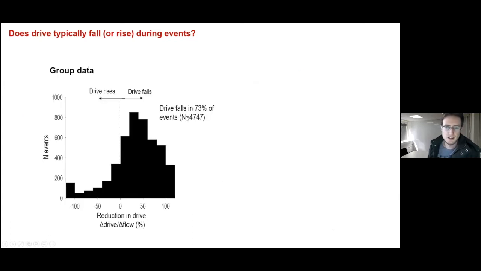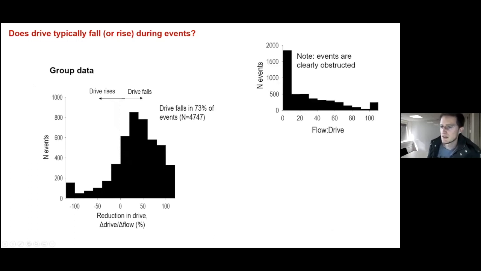We look at all these events together, we have 4,700 events. And what we see is a skewedness to the right, where 73% of these events that we analyzed had a drop in drive rather than an increase in drive. Right. So drive typically falls even in obstructive sleep apnea, which came as a surprise to us. Now, this is in the context that these events are not central. They are clearly obstructed, and they're very obstructed most of the time. So this ratio of flow to drive says how much their ventilation was matching their target value expected based on the drive signal.